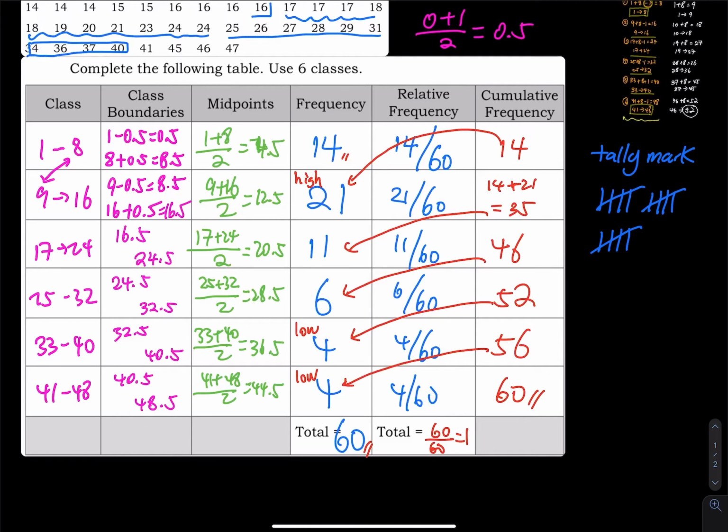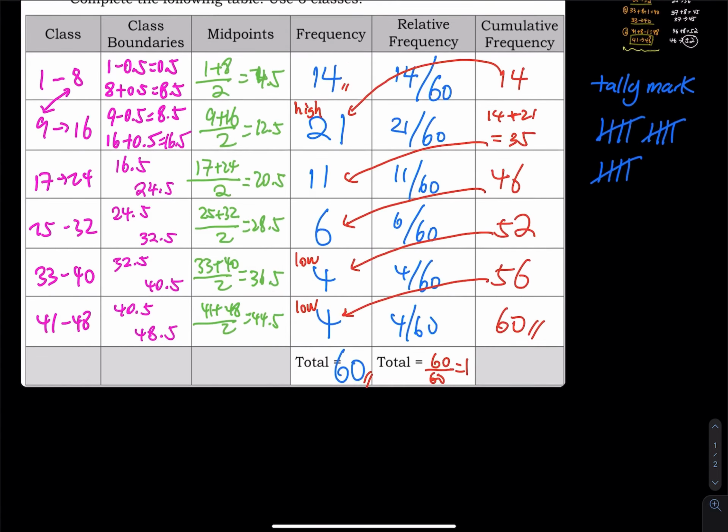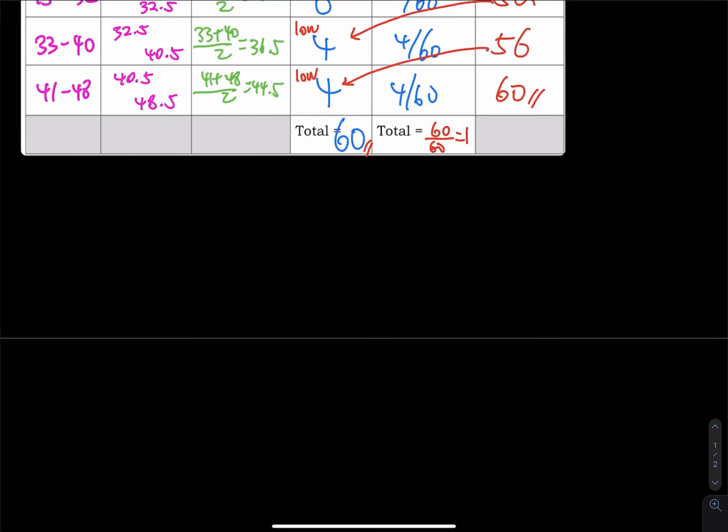If you are not taking any notes at this point, can you take a screenshot of this? Because I will be using this table to make a histogram. I'm going to graph this table, so take a screenshot of this. Done. Okay, I am going to make 4 histograms. The first one that I would like to do is to use class boundaries and frequency.